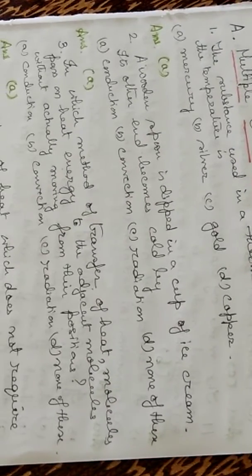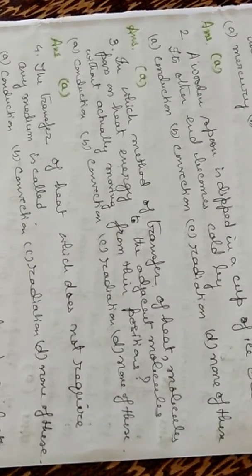A wooden spoon is dipped in a cup of ice cream. Its other end becomes cold by conduction, convection, radiation, or none of these. The answer is the A option, that is conduction. In which method of transfer of heat do molecules pass on heat energy to the adjacent molecules without actually moving from their positions? Conduction, convection, radiation, or none of these. The answer is conduction, where the molecules do not actually move, they vibrate about their mean position, and by this process they pass on the heat energy to the adjacent molecules.